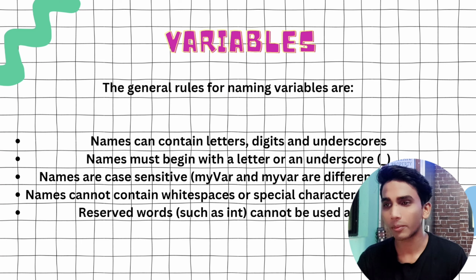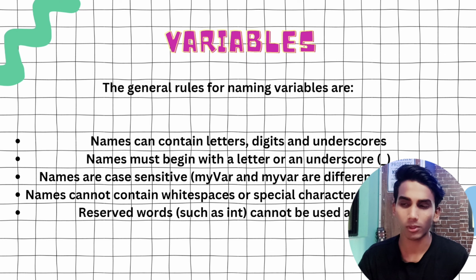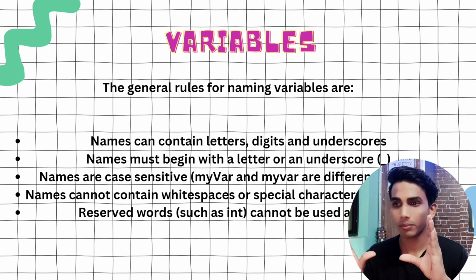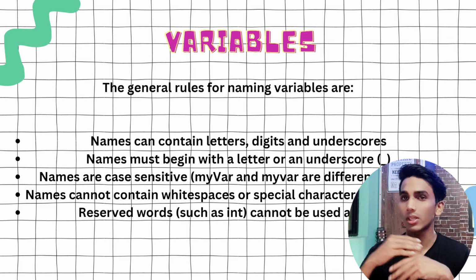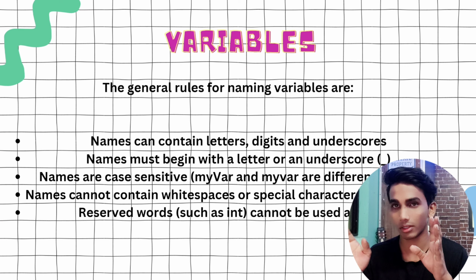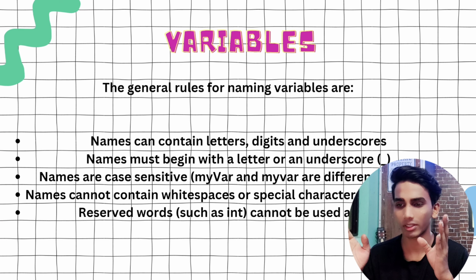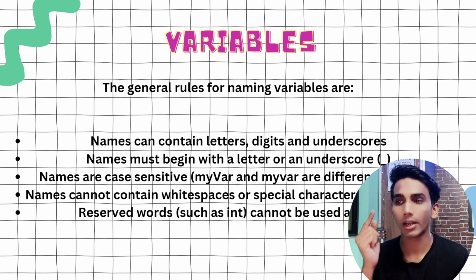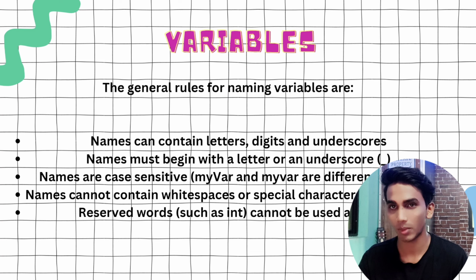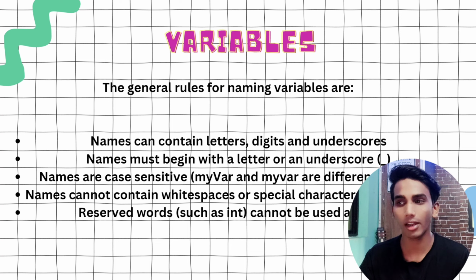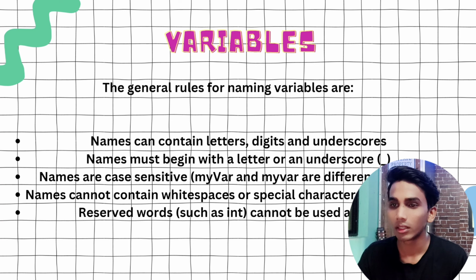Names can contain letters, digits and underscores. A particular variable name can contain letters, digits and underscores. Other than these, we can't use any other things like symbols, such as equals or ampersand. This is the first point. So when you declare a variable, always note that you shouldn't use any special characters other than letters, digits and underscores. Here digits means numbers, 0 to 9.